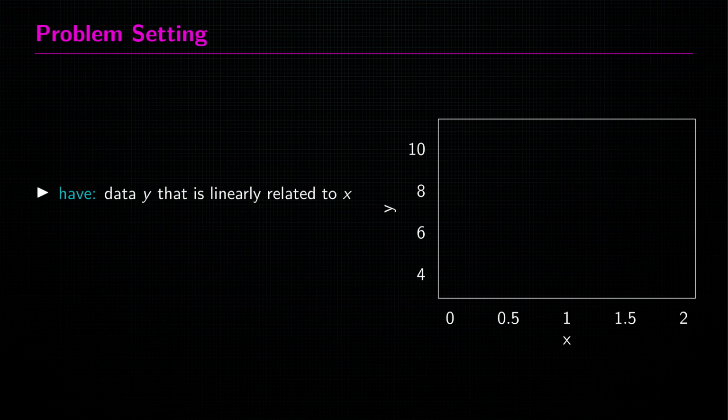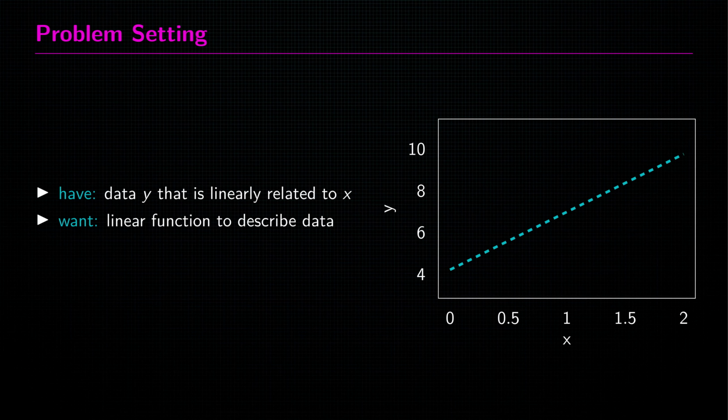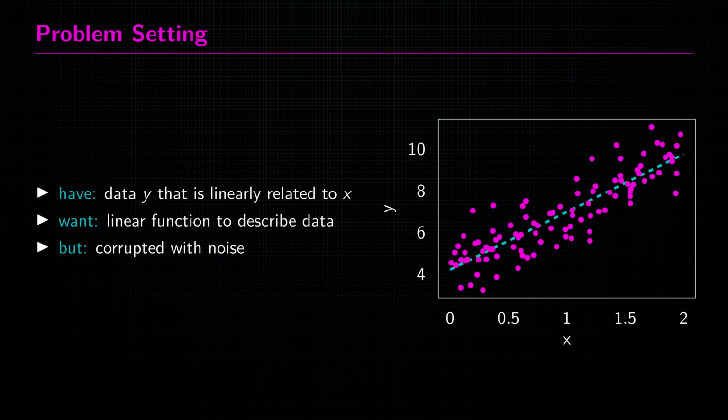The problem setting for linear regression is the following. There is data y that is linearly related to x, and we want to find a function that describes this relation. However, the samples that we have from y are corrupted with noise, which makes the problem a bit trickier than just drawing a straight line through the measurements. Linear regression is a way of finding this linear relationship between x and y using a mathematical framework.